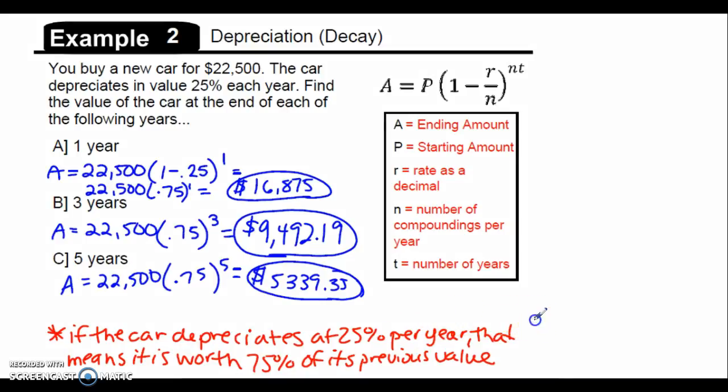A good note down here at the bottom, if you think about it, if you're losing 25% each year, the car is only worth 75% of the value from the previous year. So that's another way you can do it, but it's a little bit longer.